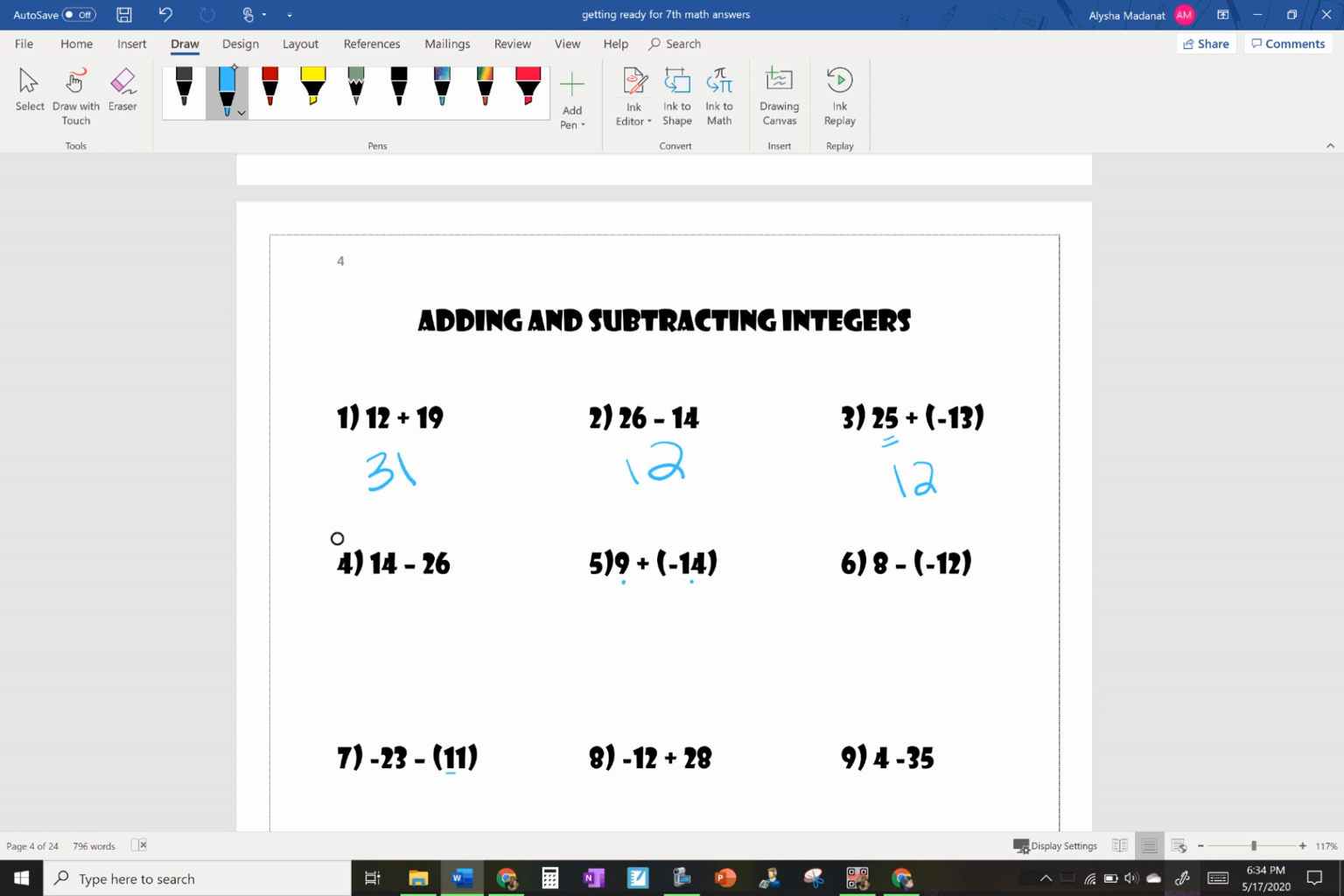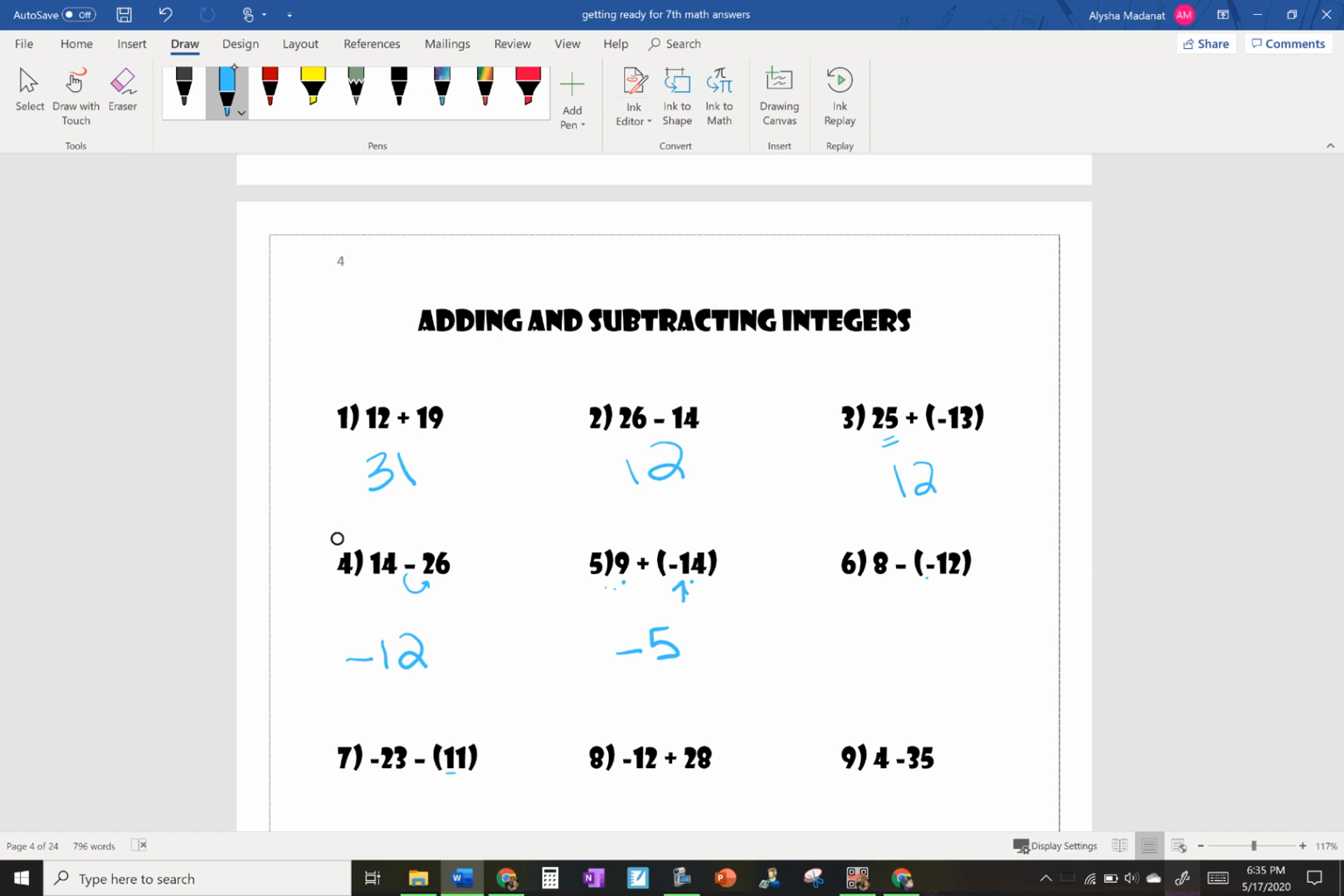You've got 14 minus 26, and since 26 has the greater absolute value, it's actually a negative 26, so your answer is going to become a negative 12. 9 plus negative 14, you've got opposite signs, so you're going to subtract, and because 14 is the bigger absolute value, your answer is going to be a negative 5.